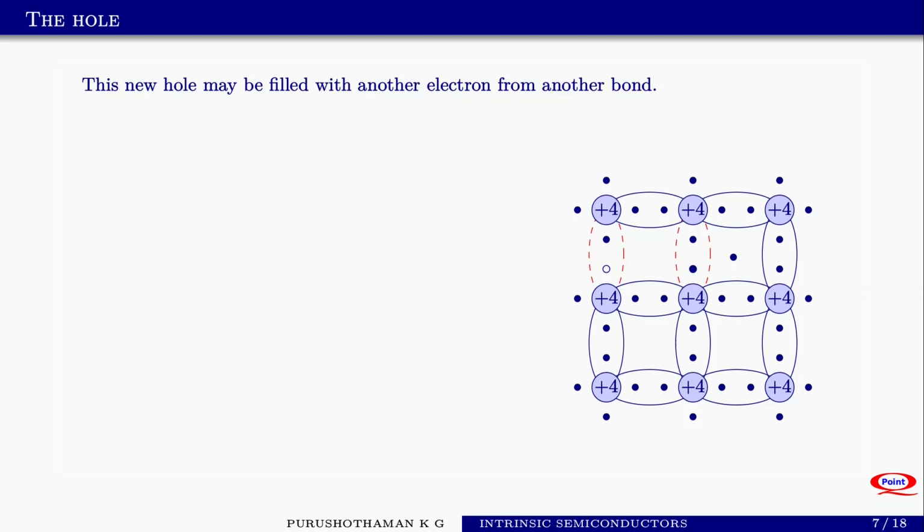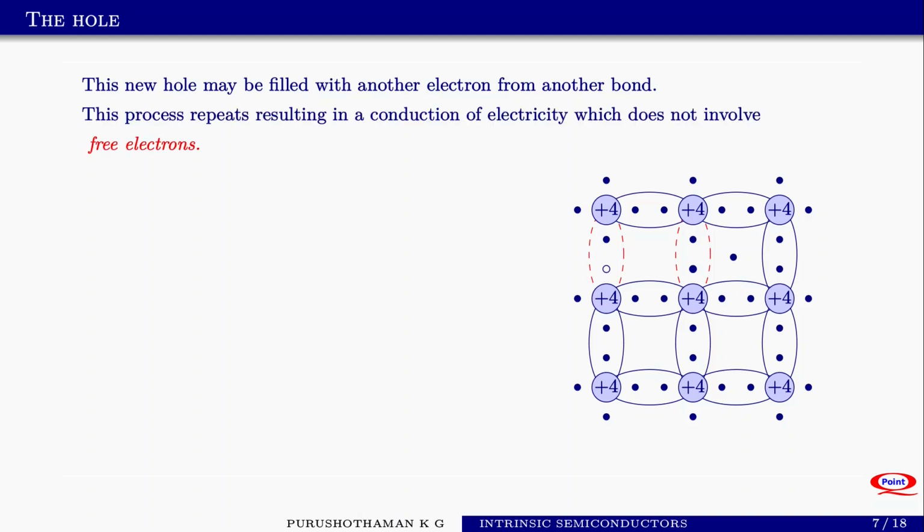This new hole may be filled with another electron from another bond and the process repeats. This process repeats, resulting in a conduction of electricity which does not involve free electrons. So here you can see a conduction. Here also the charge carriers are moving, meaning there is a conduction. But in this conduction, free electrons are not available; the holes are actually moving. In this conduction process, free electrons are not taking part.